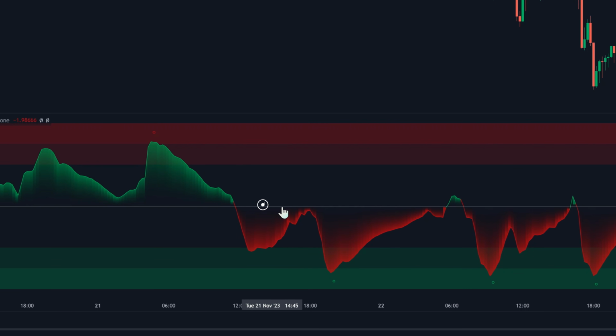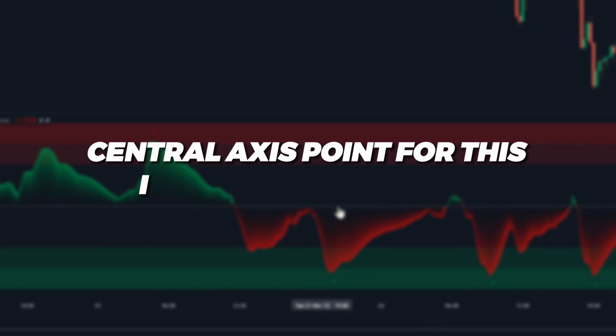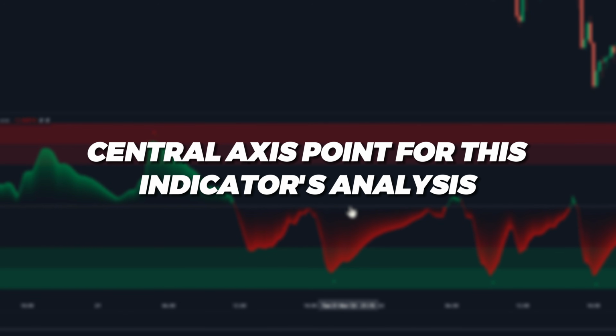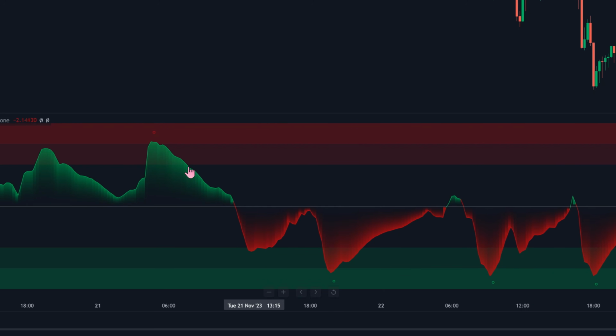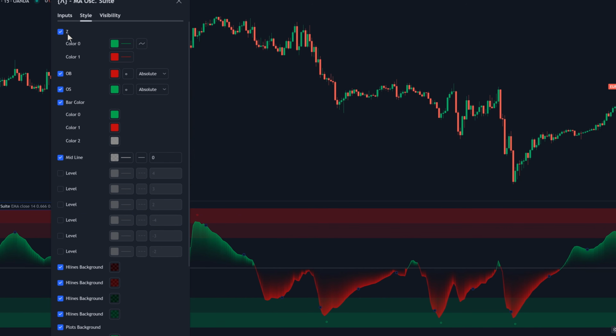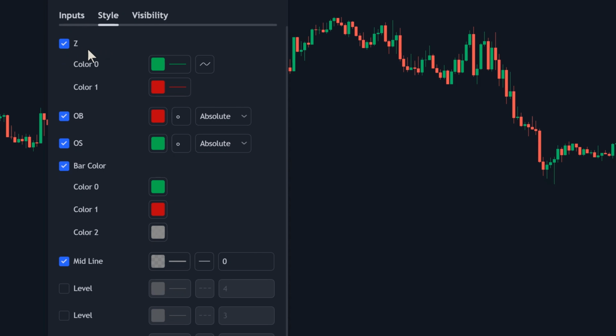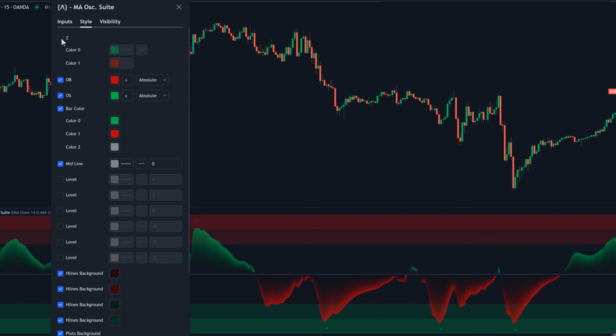This line in the center is called the zero line, and it serves as the central axis point for this indicator's analysis. These upper and lower levels are the overbought and oversold levels. And then we have this line that changes color between green and red. This is called the Z line. I know that because it's written right here. As you can see, whenever I toggle this on and off, it's the one that gets affected.